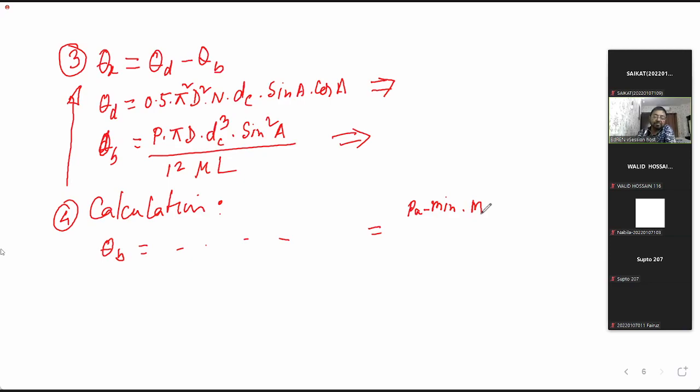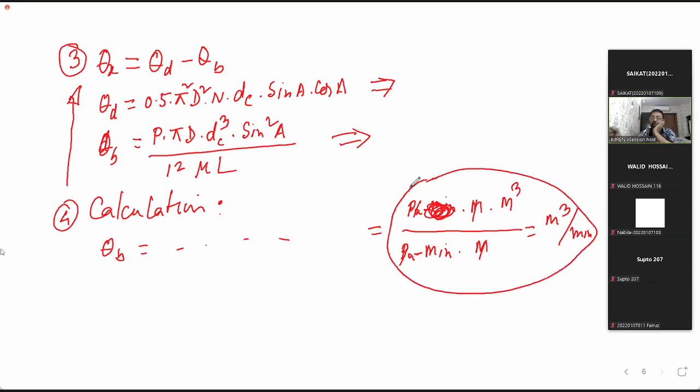Remember here my Pascal minute, then pi doesn't have any unit, D let us put in meter, then DC will be in meter cube, and sin square A doesn't have any unit. Here mu has a Pascal, sorry, P is Pascal, not minute. Mu has Pascal minute. Okay, and L is also meter. So what are we getting? See, Pascal will reduce, and meter will reduce. We shall get meter cube per minute. Am I clear? So this thing we will calculate, because most of my students have problems with this unit.